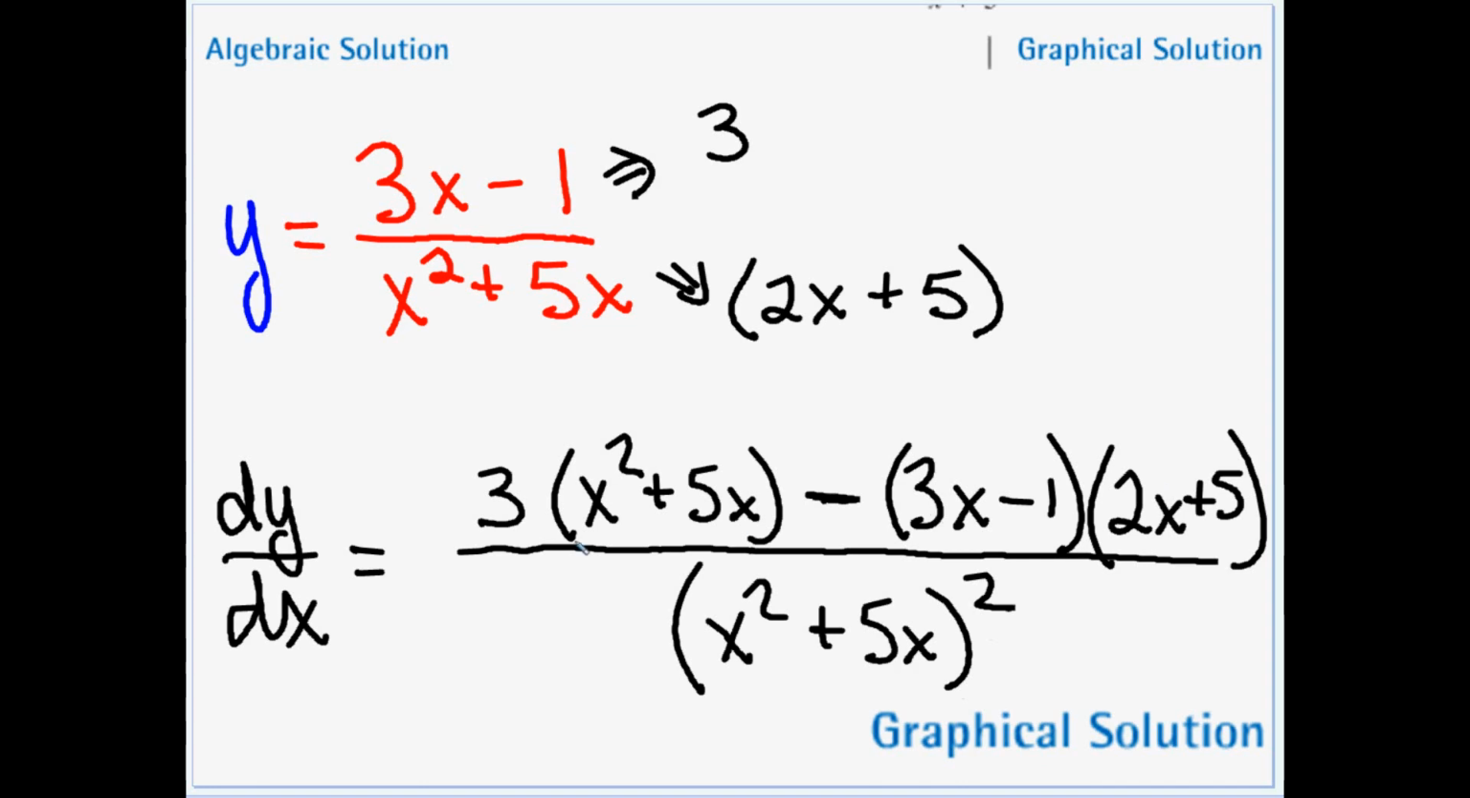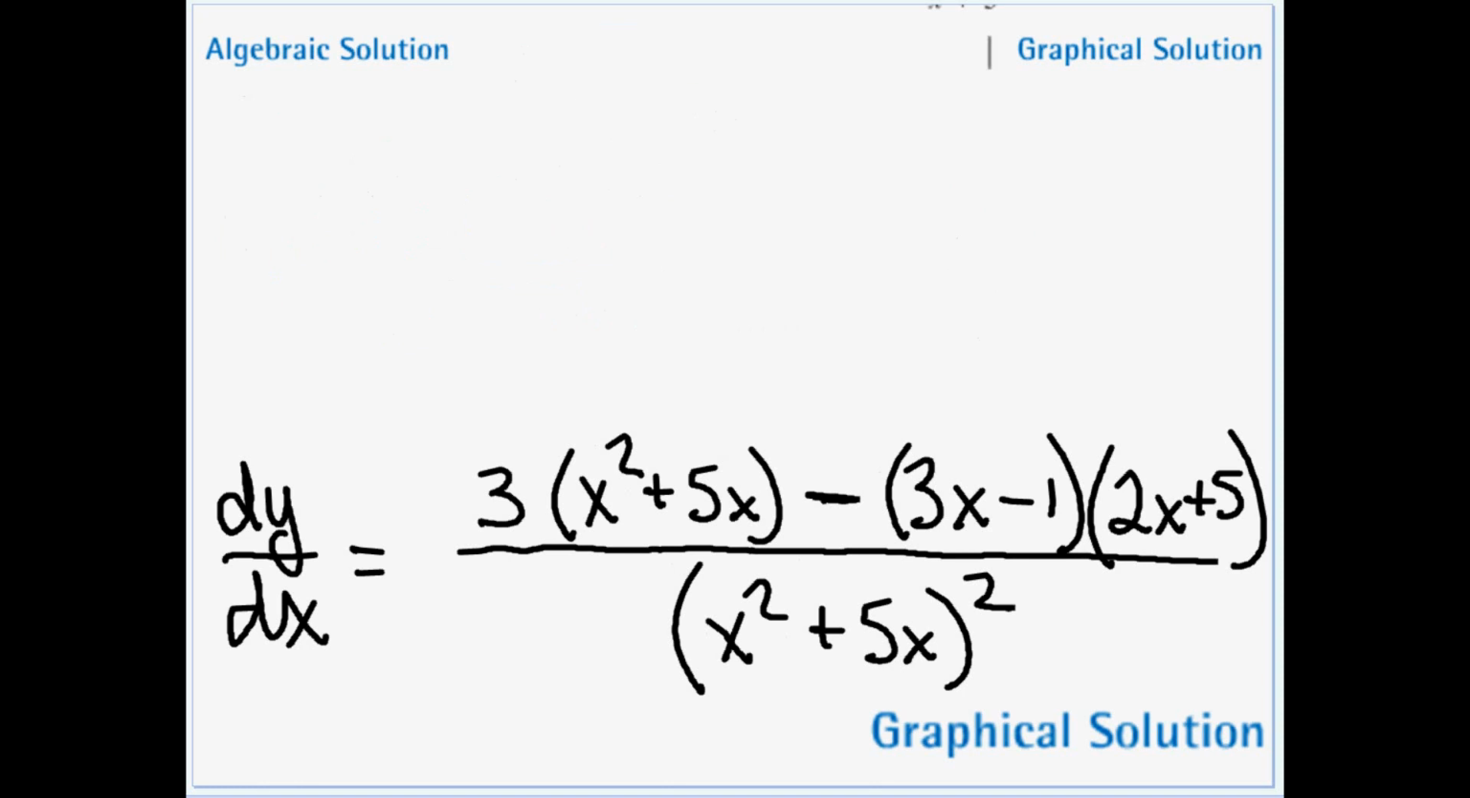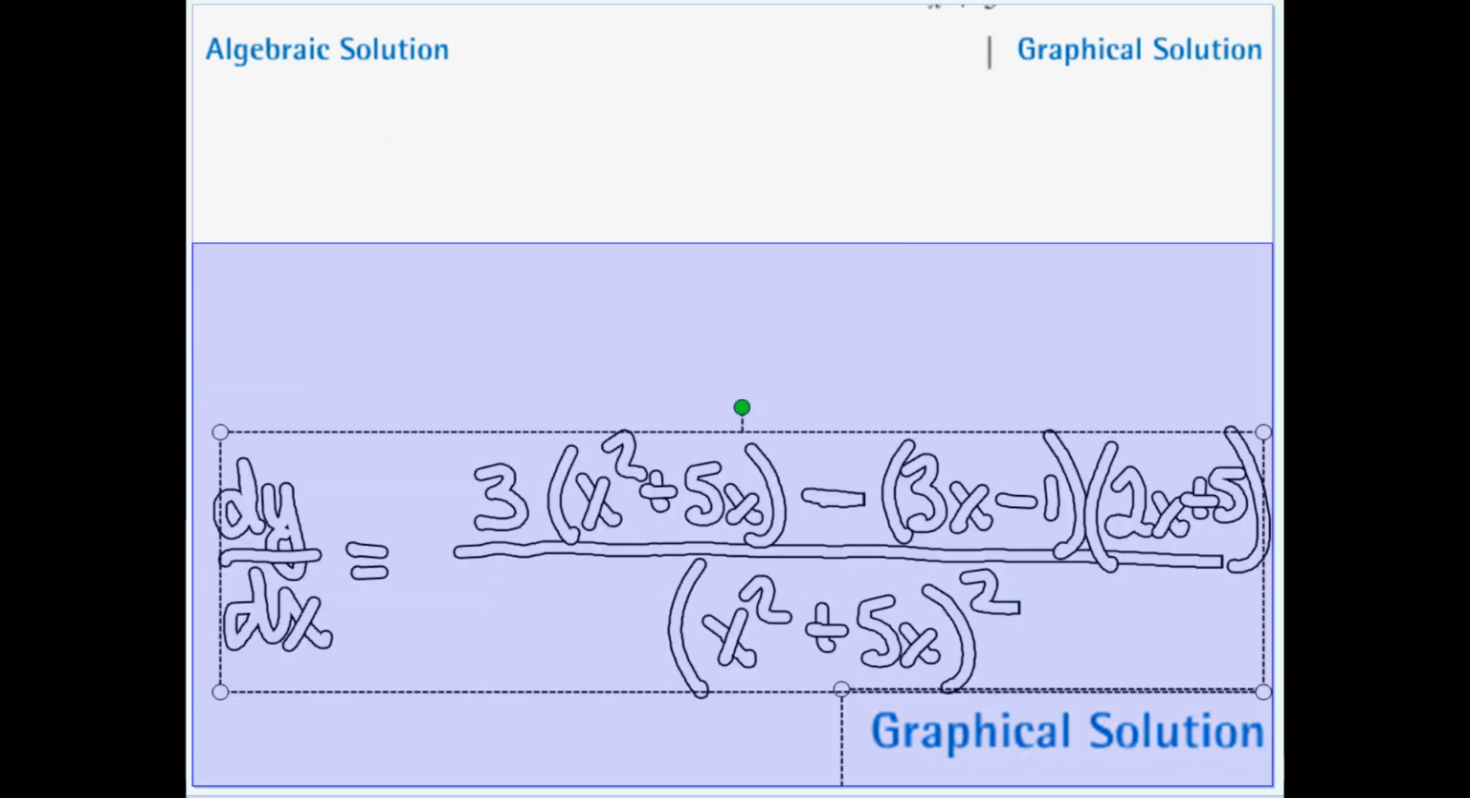If you are thinking about canceling like this, you can't do it because on the other side of the minus there's another term, and that is not present in the other term. Okay, the calculus is over. Now it's just some good old algebra.